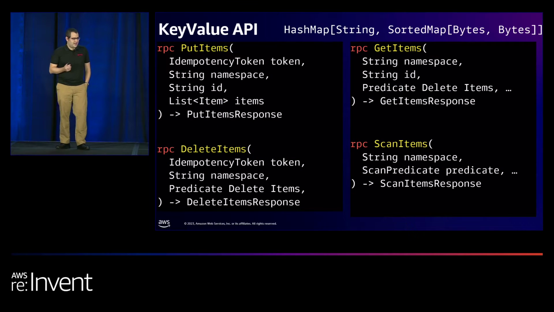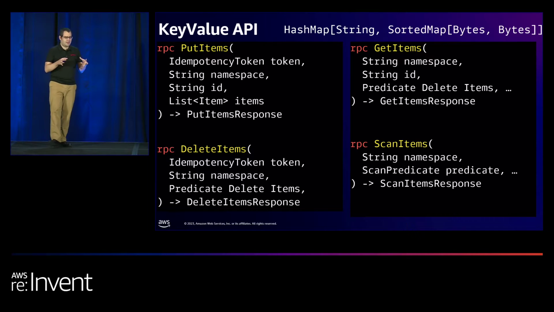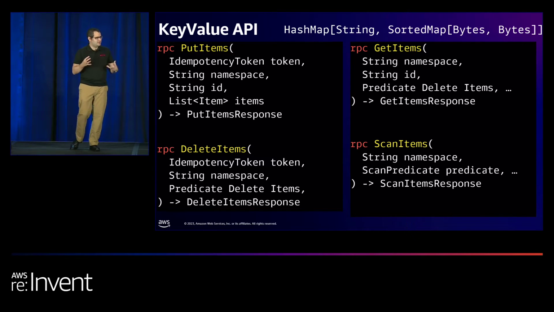All right, but how does that API really look? That sounds nice in theory. What's it look like? Well, this is the key value API at Netflix, and the data model for the key value service is a hash map of strings to sorted maps of bytes and bytes. And we'll get into a bit why that sorted map is so important. And we essentially just have CRUD here, right? We have put, we have delete, we can do get, and then we can scan. Get returns all the items within the inner map, scan returns all the ones on the outer. If you guys have used DynamoDB, this hopefully looks kind of similar. It's kind of the same idea.